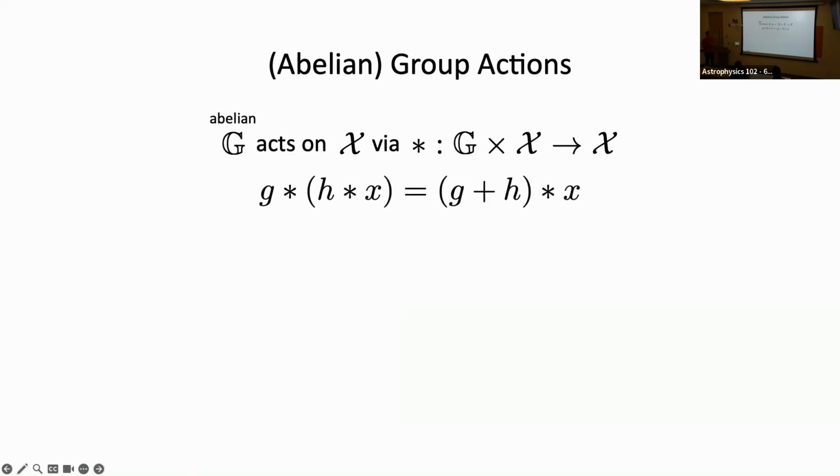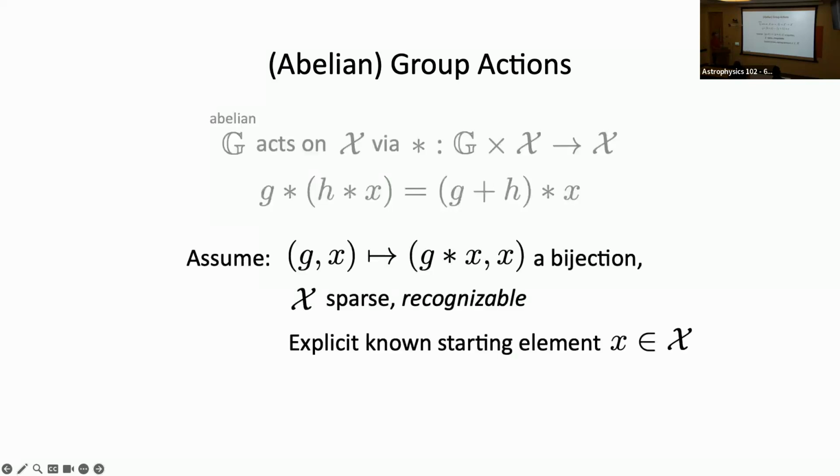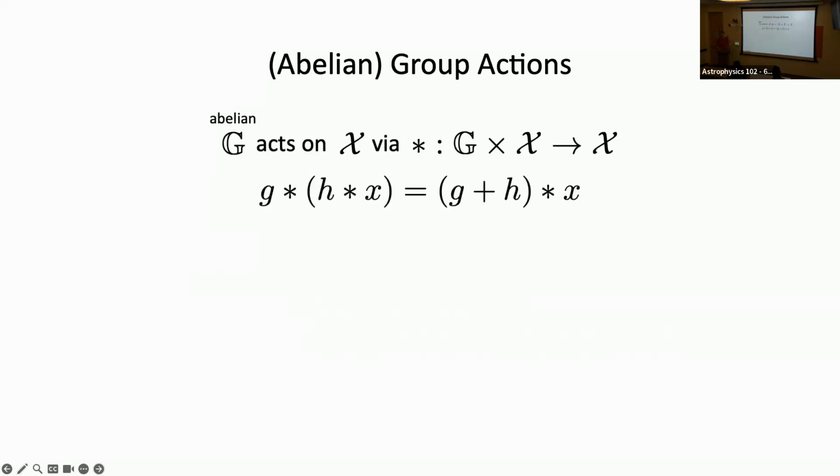Okay, so what is an abelian group action? I have an abelian group G and a set X, and G acts on X via this operation star. What we want out of star is that it behaves nicely with the group operation. So if I take G star (H star X), that's the same as first adding G and H, since I'll use additive notation, and then acting by G plus H. So first act by H, then act by G. This is abstractly what a group action is.